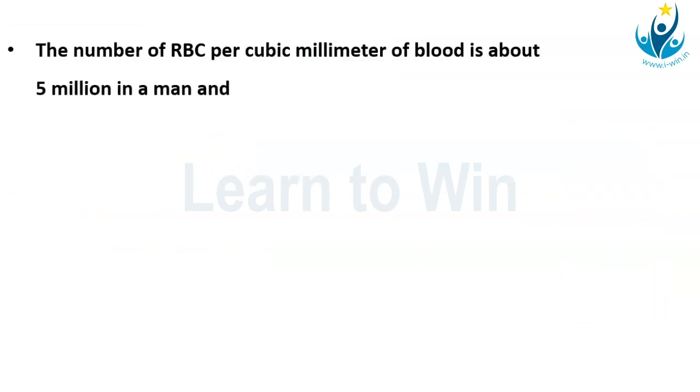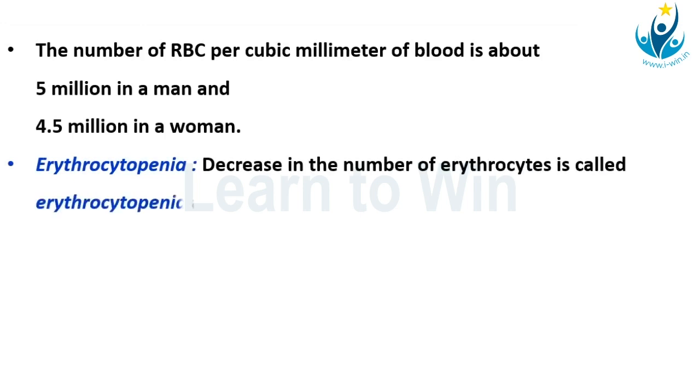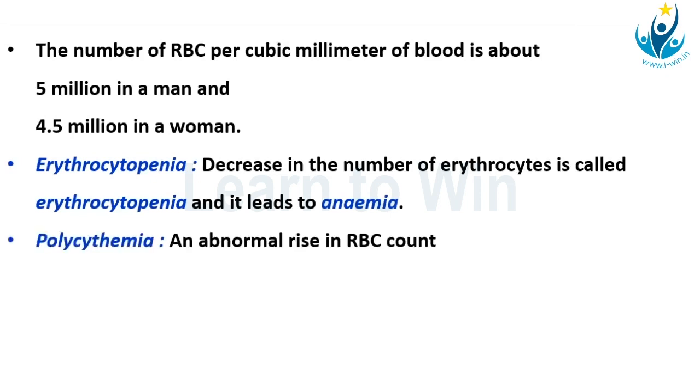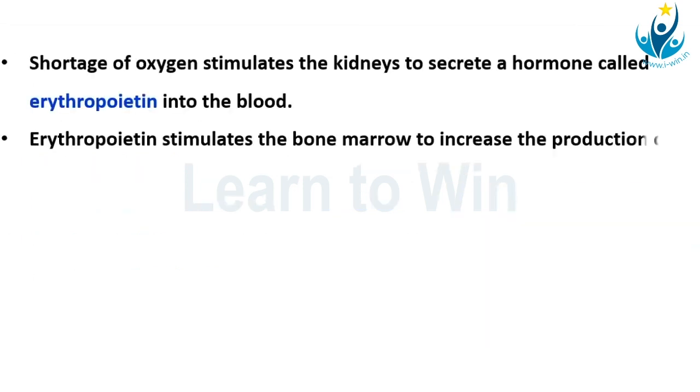Now, the number of RBCs per cubic millimeter, in 1 cubic millimeter, is 5 million in men, 4.5 million in women. And erythrocytopenia is the decrease in the number of erythrocytes, which leads to anemia, which we have just discussed when we were talking about the total volume of RBC. So if your total volume of RBC decreases, it is called anemia, and if it increases, it is a condition called polycythemia.